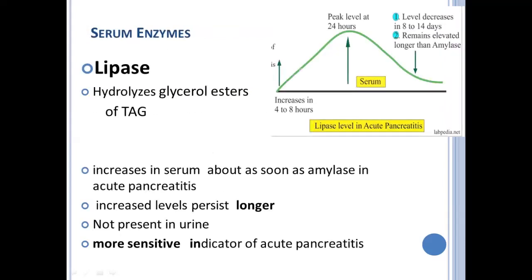Now, of course, the lipase. Naaral nyo na yan. So, this increases in serum about as soon as amylase in acute pancreatitis. Kaya lang mas maganda ito kasi mas matagal siya. Increased levels persist longer. So, remains elevated longer than the amylase. So the level decreases in 8 to 14 days, unlike yung 3 to 5 days. Nagno-normal na siya. So kaya mas maganda ito kaysa doon sa amylase. Of course, you discussed that in your lipid.